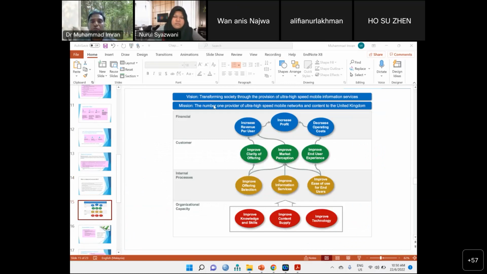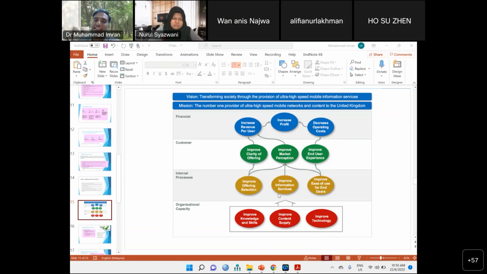Vision: transforming society through the provision of ultra high speed mobile transformation services. Mission: to be the number one provider of ultra high speed mobile network and content to the customer. This is their objective. How to achieve this mission? First, organizational capacity: improve knowledge and skills, improve content supply, improve technology. Internal process: improve offering selection, improve information, improve ease of use. These are all activities. Number three, customer: improve clarity of offering, improve market perception, improve end user experience.